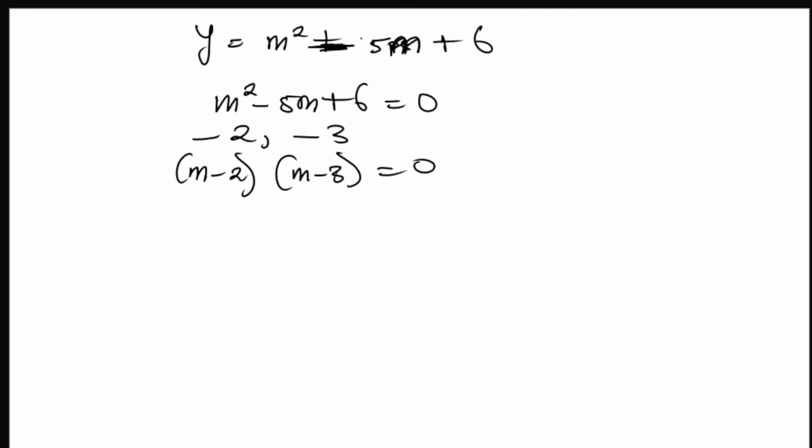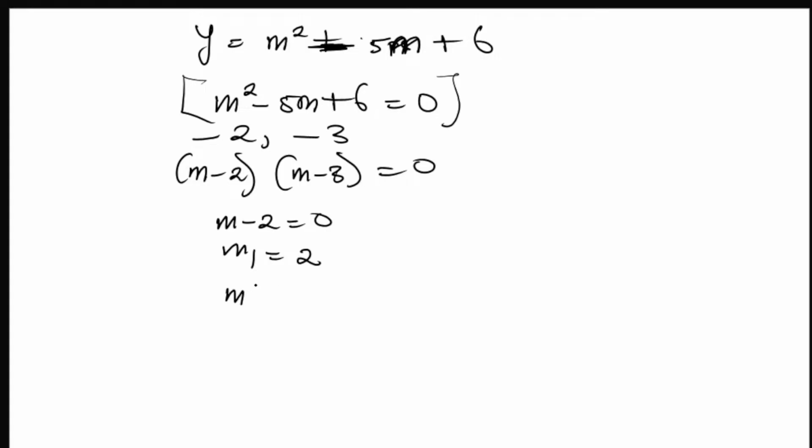Such that when you expand this bracket, you simply arrive at this equation. Are we together? But remember, our interest is the roots of the equation, which are m1 and m2. So from what we have here, we can equate m minus 2 to be equal to 0, and we get our m1 to be 2, because minus 2 is crossing an equality sign, which is plus 2.